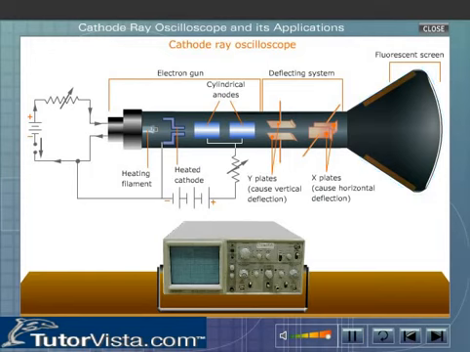Fluorescent screen. The end of the tube is made flat like a screen and is coated from the inside with a phosphorescent material. The screen glows when a beam of electrons hits it.